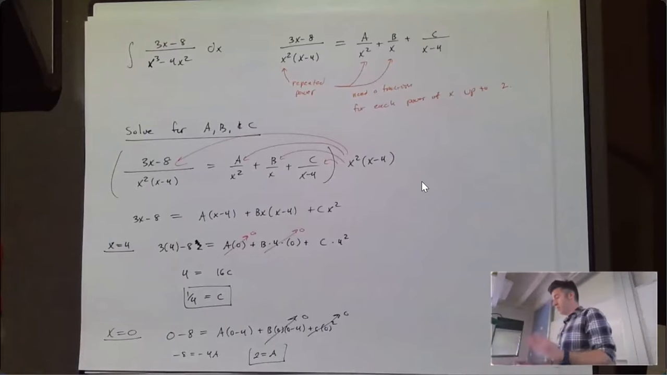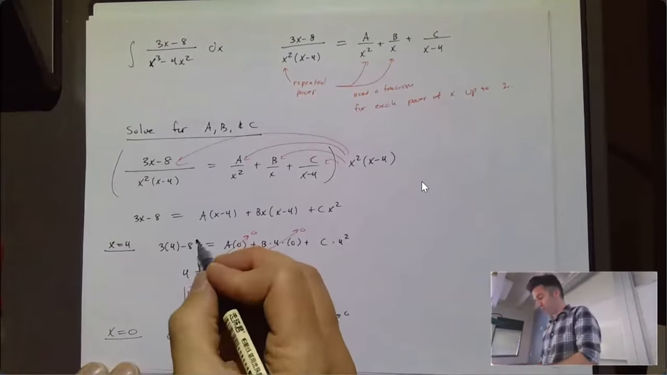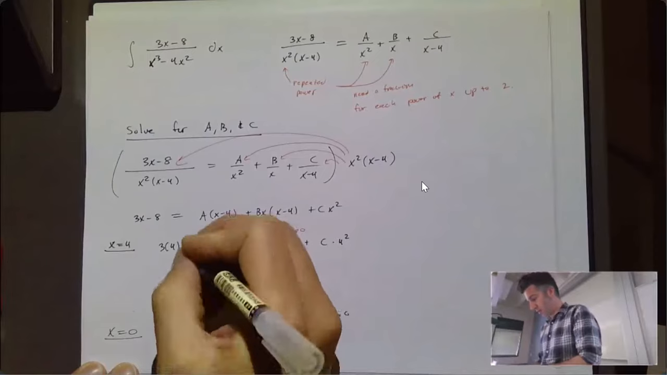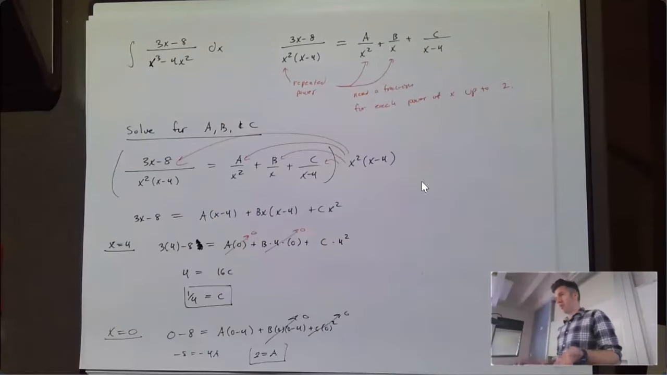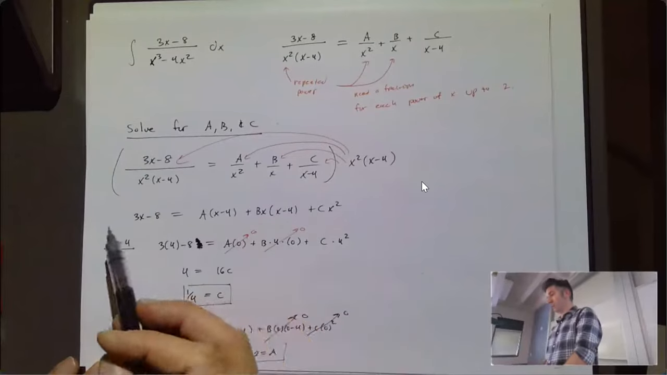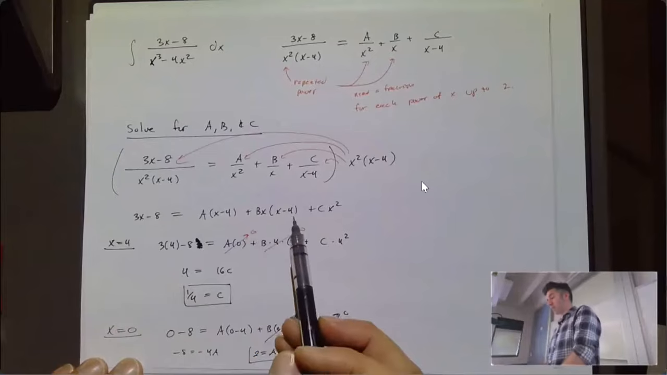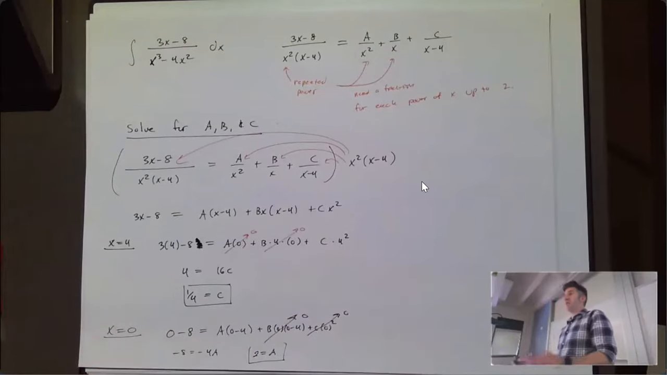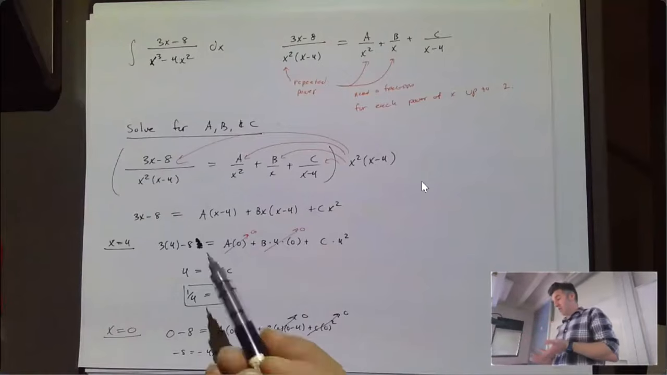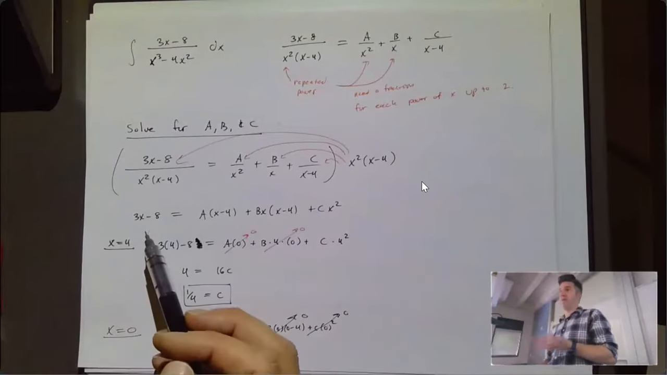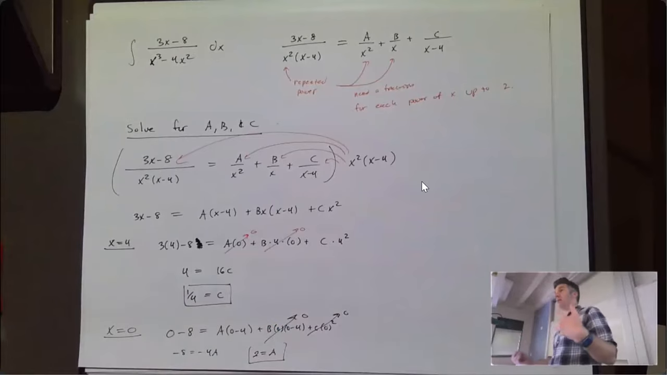So there's this other method, which is probably what most of your teachers will talk about at some point, which is called, well, some people call it equating coefficients. If you look at these two equations, 3x minus 8 equal to a times x minus 4 plus b times x minus 4 plus c times x squared, they're supposed to be the same polynomial, right? We're trying to find a, b, and c so that this thing here equals that thing there for any value of x. Meaning the coefficients of different powers of x have to be the same.